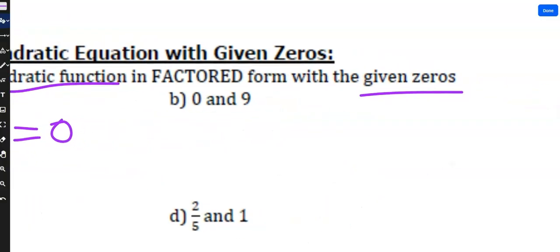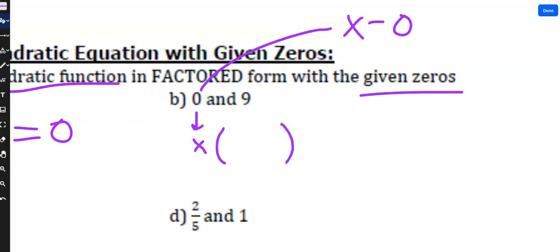but I don't think so. Now, I do understand that we could write this x minus 0, but what is x minus 0? Isn't that just x? So we're going to change that to just x. What are we going to change the 9 to? X minus 9. They want it as an equation, so I'll put equals 0 to make them happy.